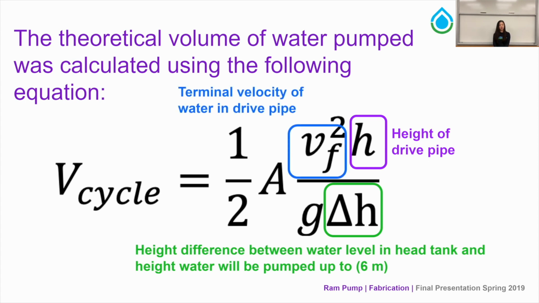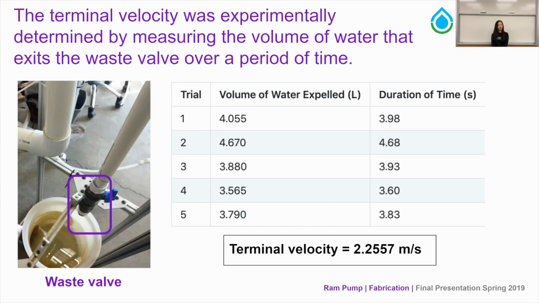Vf is the terminal velocity of water in the drive pipe, which we obtained experimentally. The way that we did this is by opening the waste valve using a string attached to our pulley system, collecting the amount of water that exited the waste valve, and timing that time period in order to get a flow rate out of the drive pipe in liters per second. Using this flow rate, we divided by the cross-sectional area of the drive pipe to get the terminal velocity. After running several trials, we found an average terminal velocity of 2.5 meters per second.